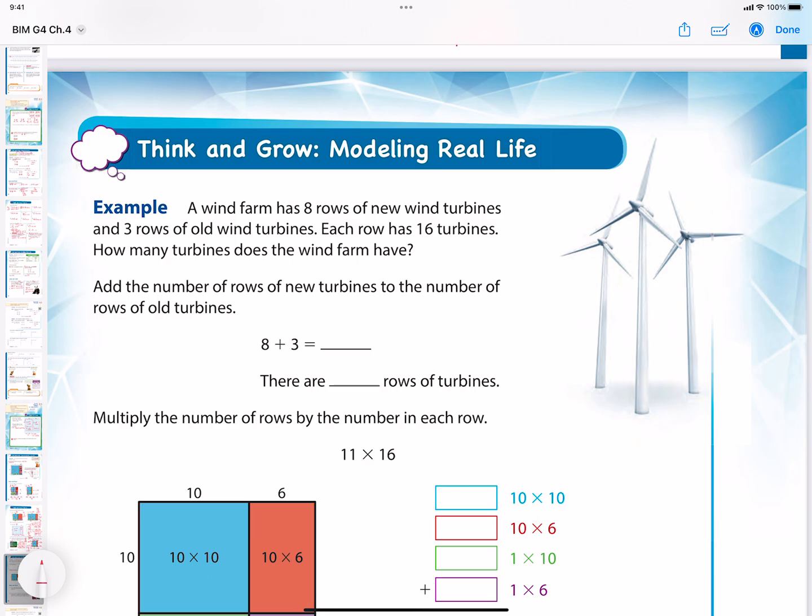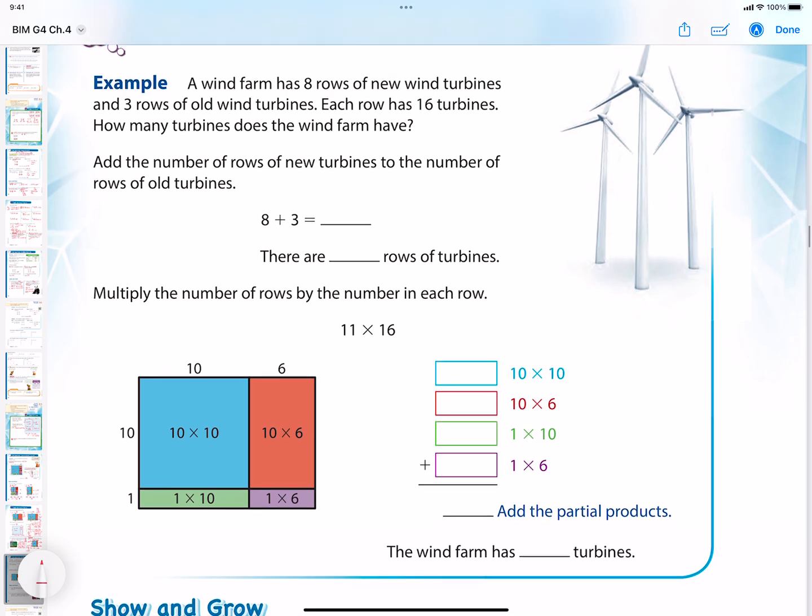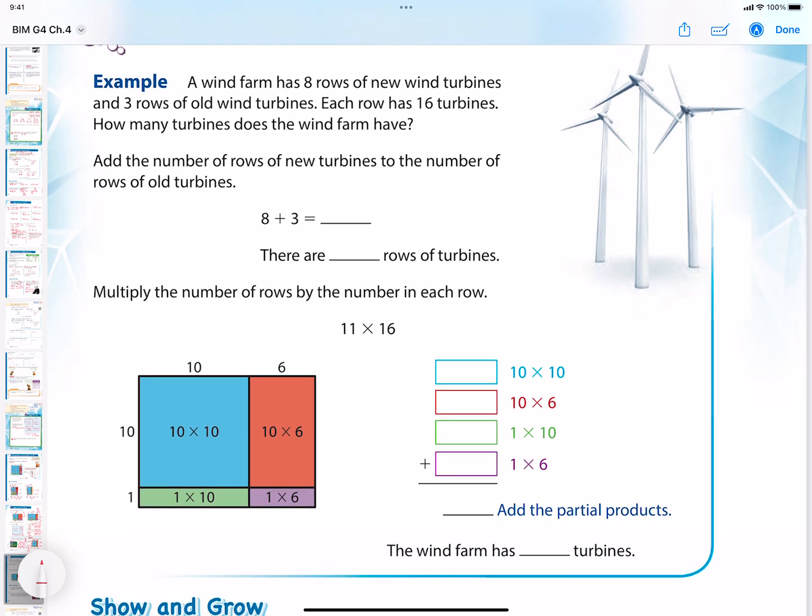Okay, example: a wind farm has 8 rows of new wind turbines, let's circle the number, and 3 rows of old wind turbines. Each row has 16 turbines. How many turbines does the wind farm have?